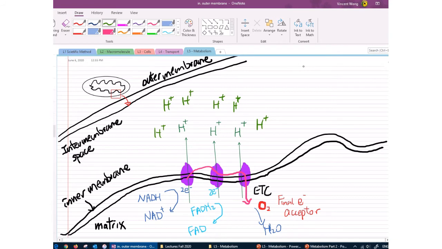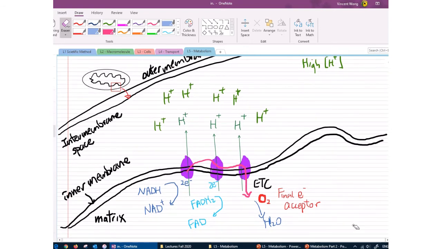Okay, so there will be a high concentration of H+. And on the inside here in the matrix, you are going to have a low concentration of H+. So there might be a few H+. Remember, you're generating these H+ every time the NADH is converted into NAD+, and anytime FADH2 is converted into FAD, right? So most of it will be pumped into the intermembrane space, but you will still have a few.